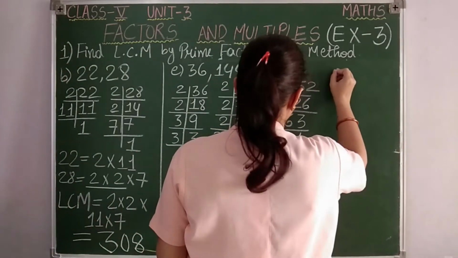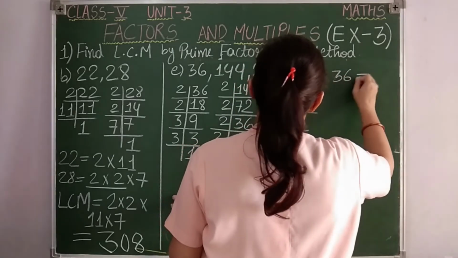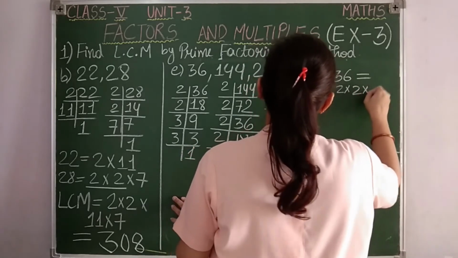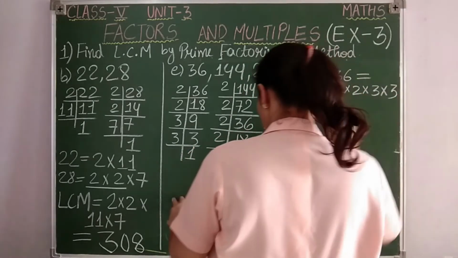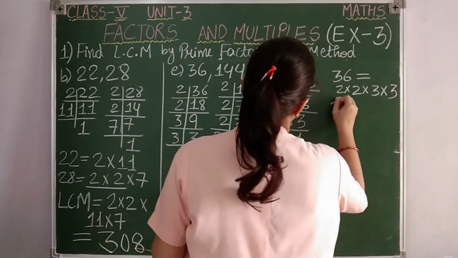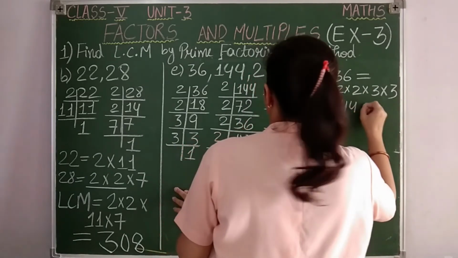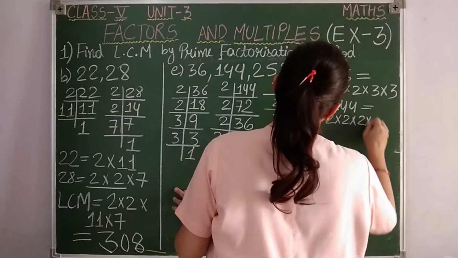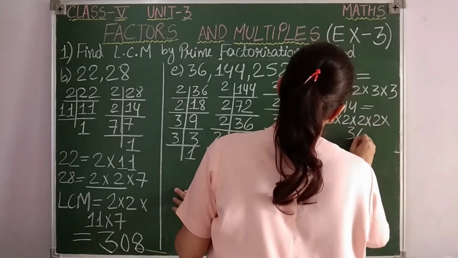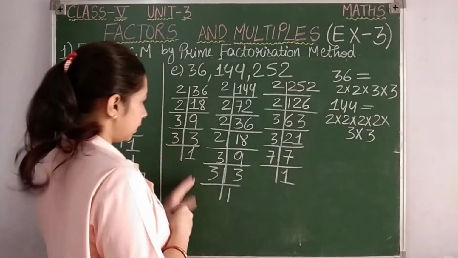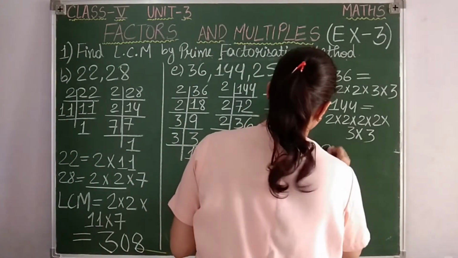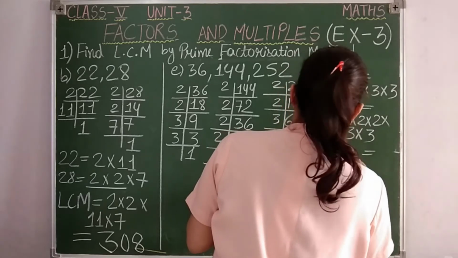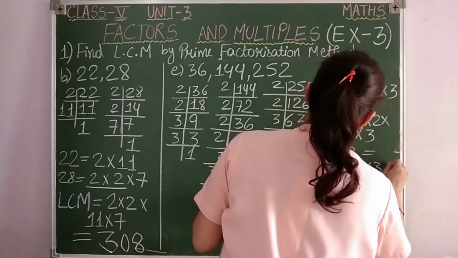So first I will write the prime factorization for each number. 36 is equal to 2 multiplied by 2 multiplied by 3 into 3. Okay, then for 144 we will be writing 144 equals 2 into 2 into 2 into 2 into 3 into 3. Got it? Then for 252, 2 into 2 into 3 into 3 into 7.